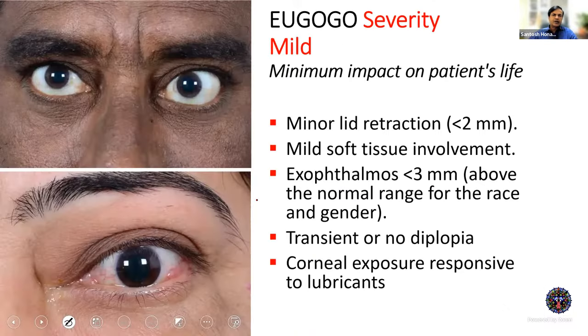Now, severity has categories. This is also defined by EUGOGO, where mild severity means the bottom line is that there should be minimum impact on the patient's life. So any eyelid retraction less than 2 millimeters, mild soft tissue involvement, which has no definition and is partly subjective, partly objective. Exophthalmos of less than 3 millimeters above the normal range for age, gender and race, and if it is unilateral, obviously the difference between the two eyes. Transient or no diplopia. Some patients complain of diplopia when they wake up, and over a period of time it normalizes. It's transient diplopia. Or if a patient is moving the eye very rapidly, at some point they may experience diplopia, but that normalizes very soon. And mild corneal exposure that is responsive to use of lubricants.